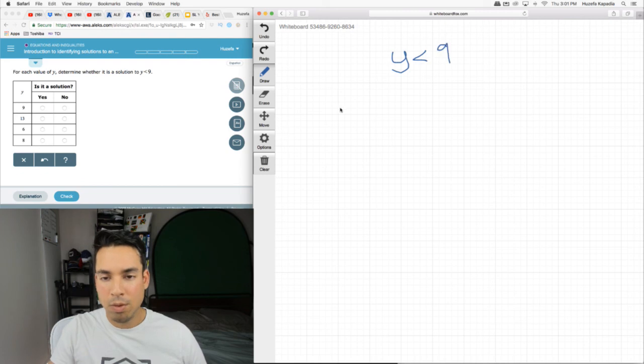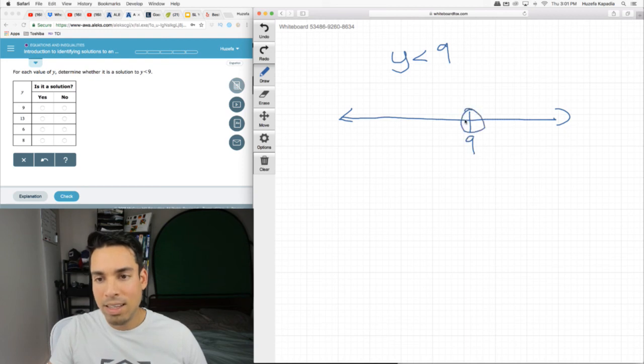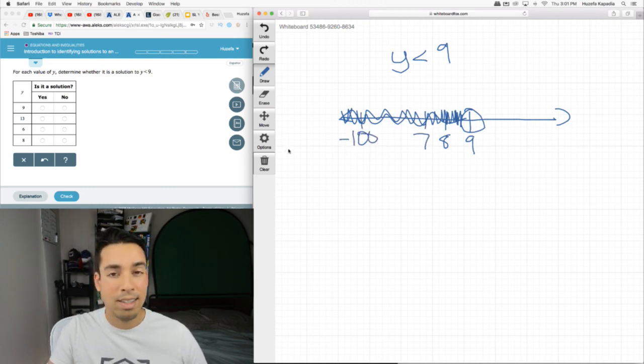So what does this mean, by the way? Well, this means that y can be any value less than 9. Not 9, it can be any value less than 9. So that's how we'd represent it on a number line, which means it could be 8. All the shaded part represents is what it can be. It could be 7, it could be negative 100. It can be anything that's less than 9.